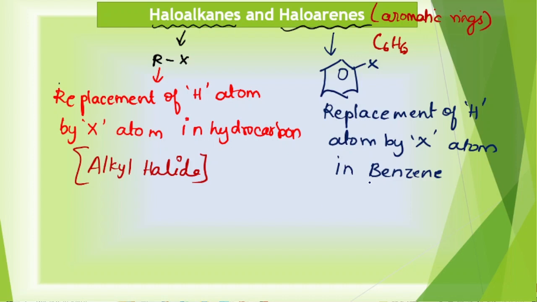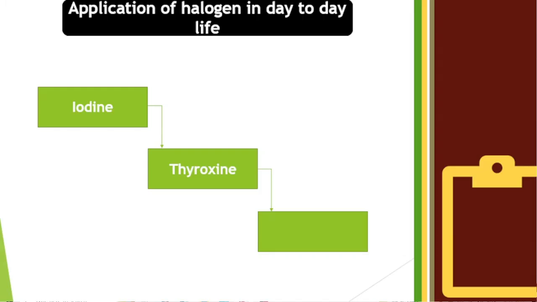Aryl halide. Clear everybody? So this is a basic thing that you have to know about haloalkanes and haloarenes. Now moving on to the next: applications of halogen in day-to-day life.